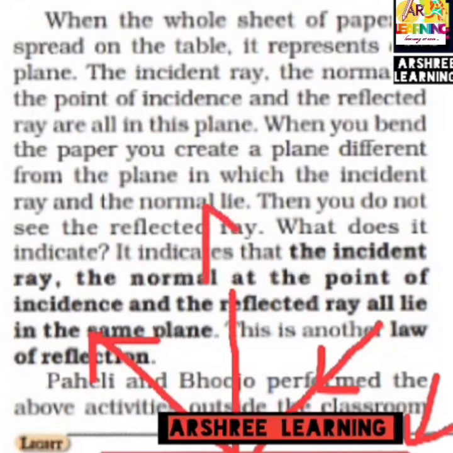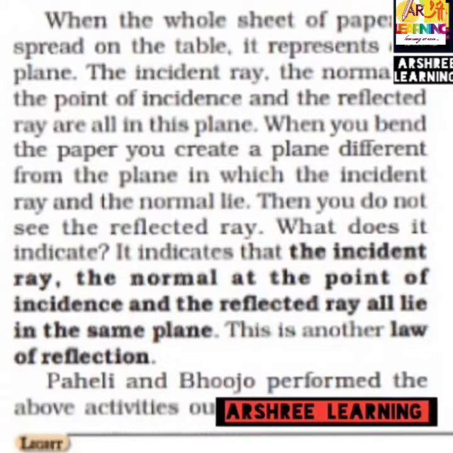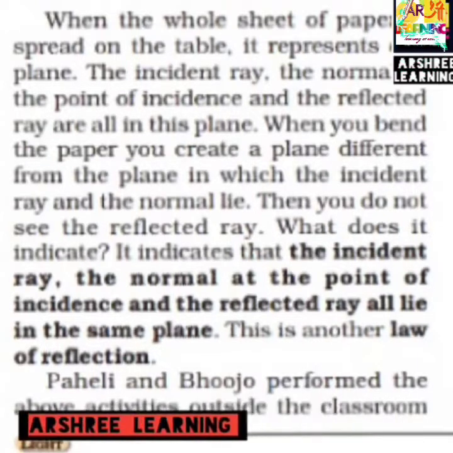So there is a normal, there is the angle of incidence, and there is the angle of reflection. The surface is the surface on which the rays are meeting. So that is called the law of reflection, that the angle of incidence, the normal and the reflected ray all lie on the same plane. This is the law of reflection.